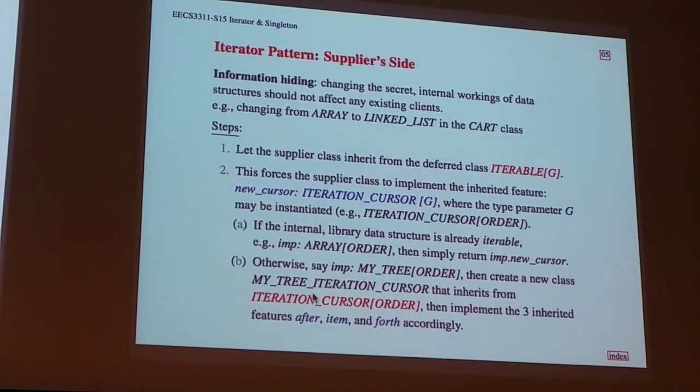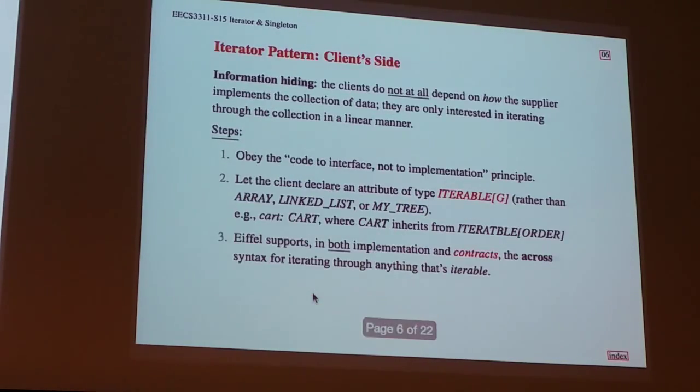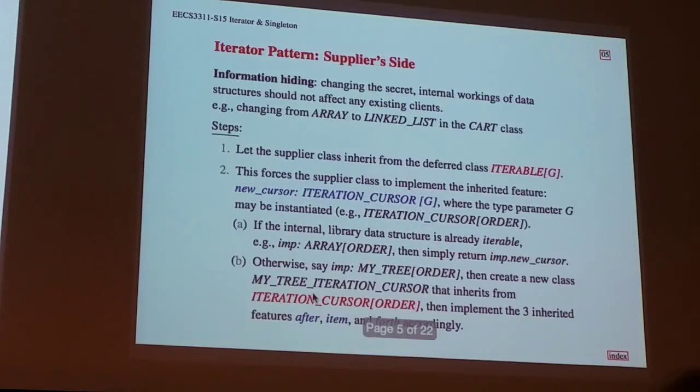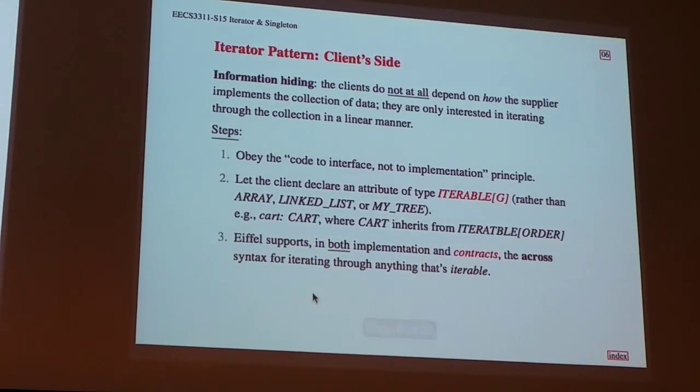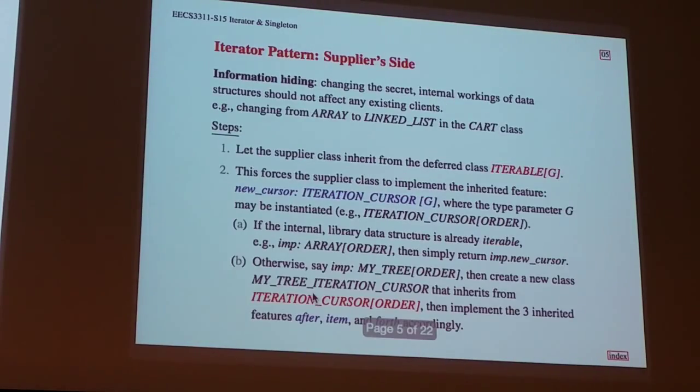So this slide basically summarizes what you have to do for the supplier side. So basically I have supplier side and client side. Supplier side is about how you implement the iterable, and the client side is about how you use that. Okay, it's different. So for the supplier side, I include all the details you have to follow. When you do the exercise, just refer to these slides, and that should be enough.